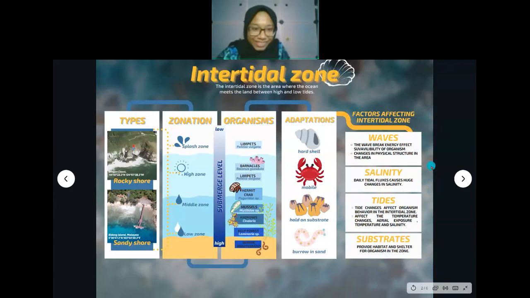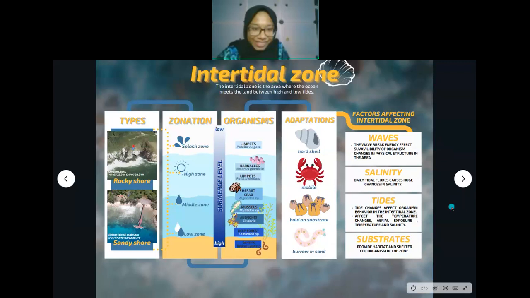So some of the organisms burrow in the sand to avoid overexposure and also to counter the tidal wave of the ocean. So the abiotic factors affecting the intertidal zone, firstly, is waves. The wave breaking energy affects the survivability of the organisms there.